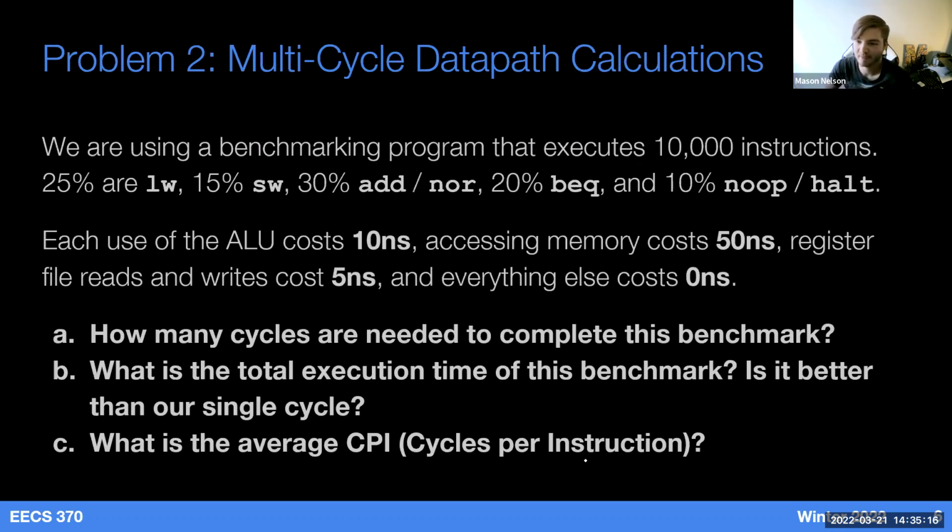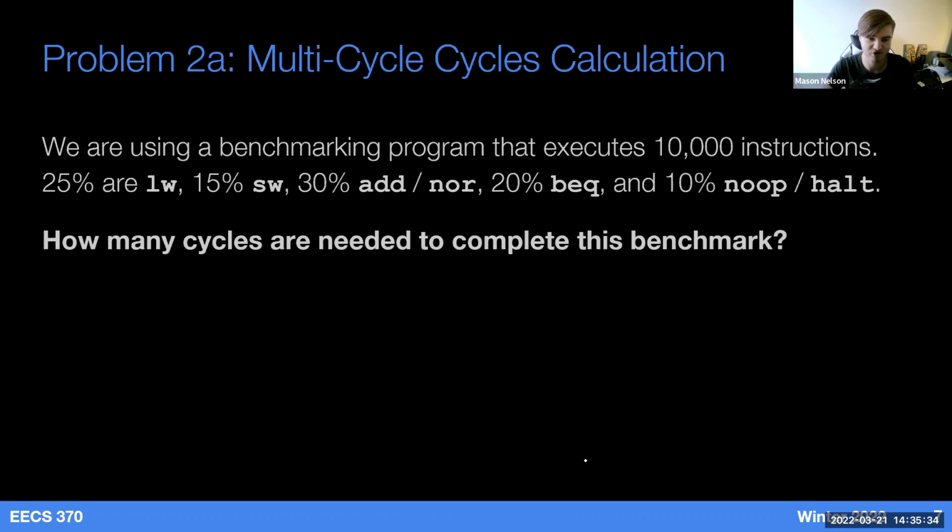Using the same benchmark, now we have to first figure out how many cycles we had. Because remember from before, we could just take the number of cycles and multiply that by our clock period to get a runtime. And then we'll figure out the runtime and see if it's better than our single cycle. And as a little bonus, we'll calculate the CPI here. So if we're trying to figure out how many cycles we need to complete a program, we're going to weight each of our instructions by the number of cycles that they take to complete. So there's two ways to do this.